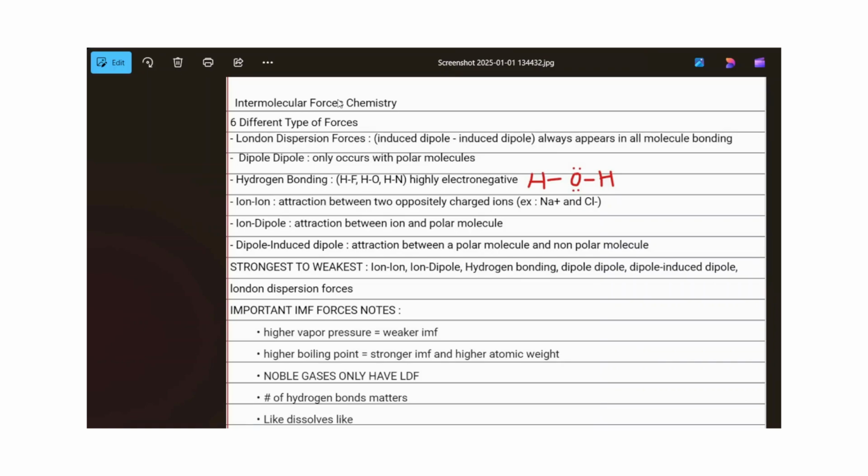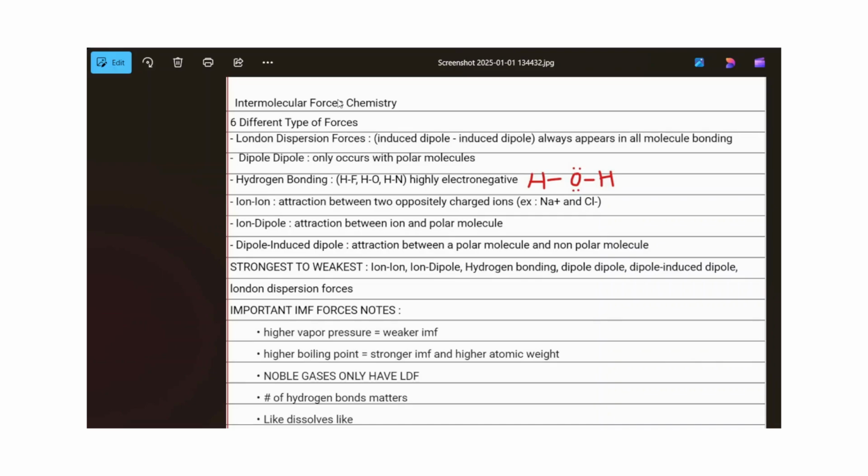So for example, higher vapor pressure equals weaker intermolecular forces. So if molecule A has 700 as their vapor pressure, but molecule B has 400 as their vapor pressure, we know that molecule A has weaker intermolecular forces because of how much higher the vapor pressure is compared to molecule B. But higher boiling point means that there's going to be stronger intermolecular forces and a higher atomic weight.